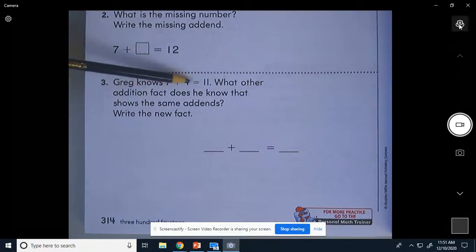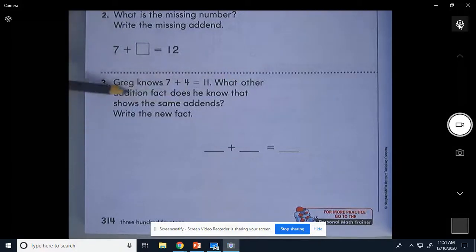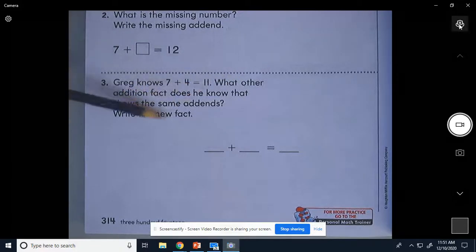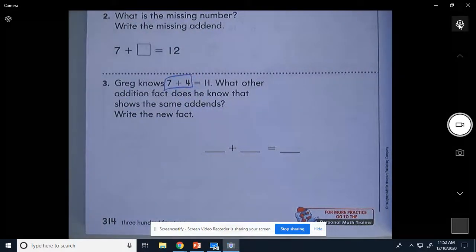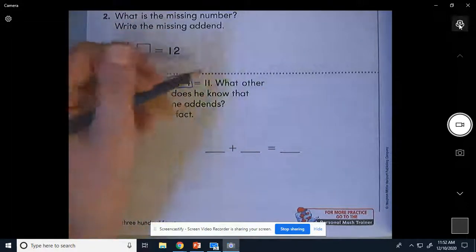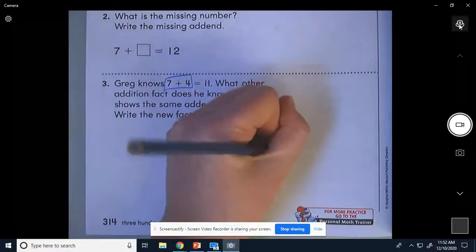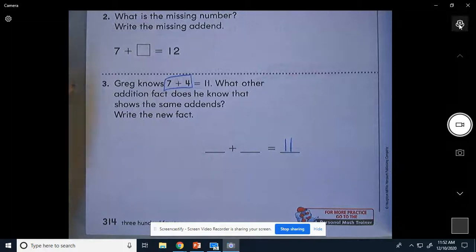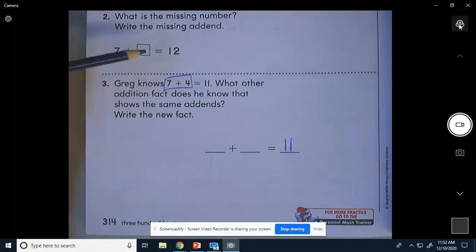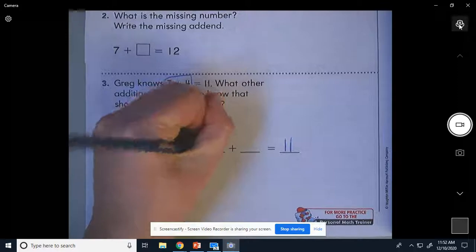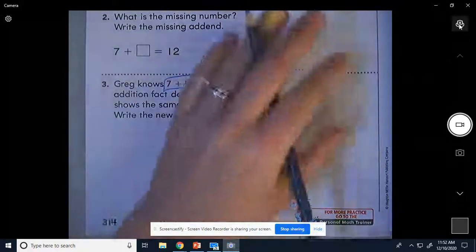Greg knows 7 plus 4 equals 11. What other addition fact does he know that shows the same addends? These are addends. Okay? So we know when we add and we have a fact family, the 11 goes last, right? And we already did the problem 7 plus 4, so now which one do we need to do? What number needs to come first? The 4. 4 plus 7 equals 11.